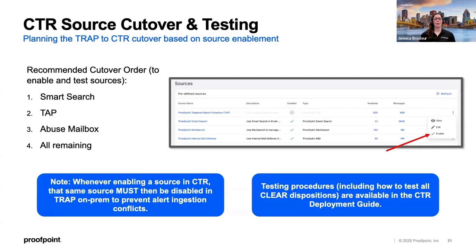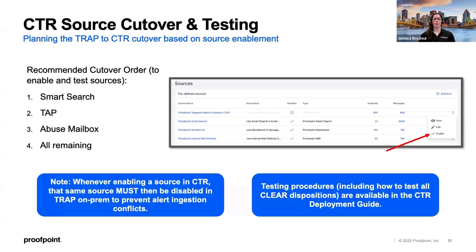So after smart search would be TAP, followed by abuse mailbox, and then any remaining sources. And just a reminder that you do want to make sure you disable that source after enabling the equivalent source in Cloud Threat Response. We do get either race conditions or kind of conflicting actions sometimes between the two systems if you have, say, the TAP source enabled in both Cloud Threat Response and TRAP on-prem. So you only want that source to really be enabled in one system. And then please take a look at the deployment guide. We have some new testing procedures, in particular for CLEAR, that will give you the ability to test all those dispositions in Cloud Threat Response and just confirm that you're seeing all the expected functionality from your new setup.